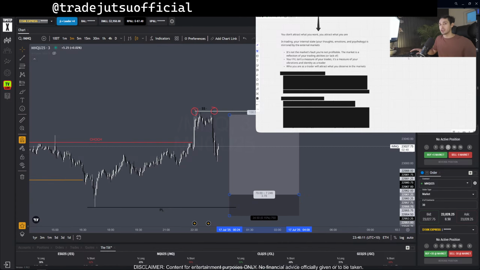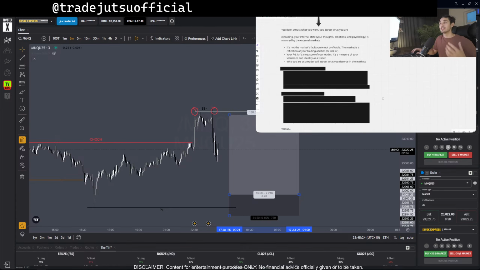And I know that sounds a little obscure, but I'm about to get into it. Who you are as a trader will attract what you deserve in the market. So stop focusing on outside influences and start focusing on your internal state of being, right? And there are different internal states that will lead to different results.